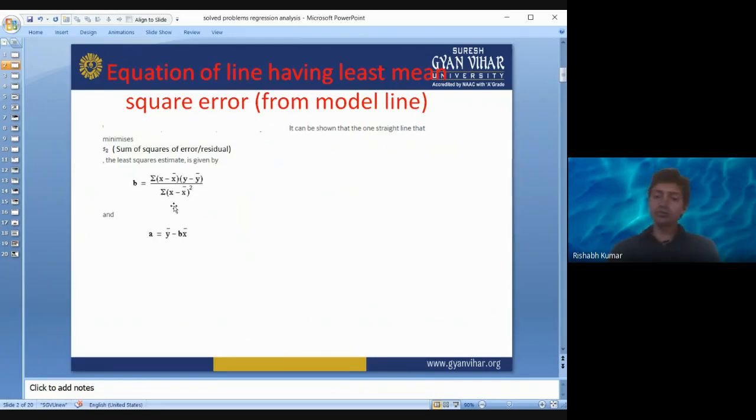So what line would be the line of best fit? What I am trying to say is, let me change the sharing mode.